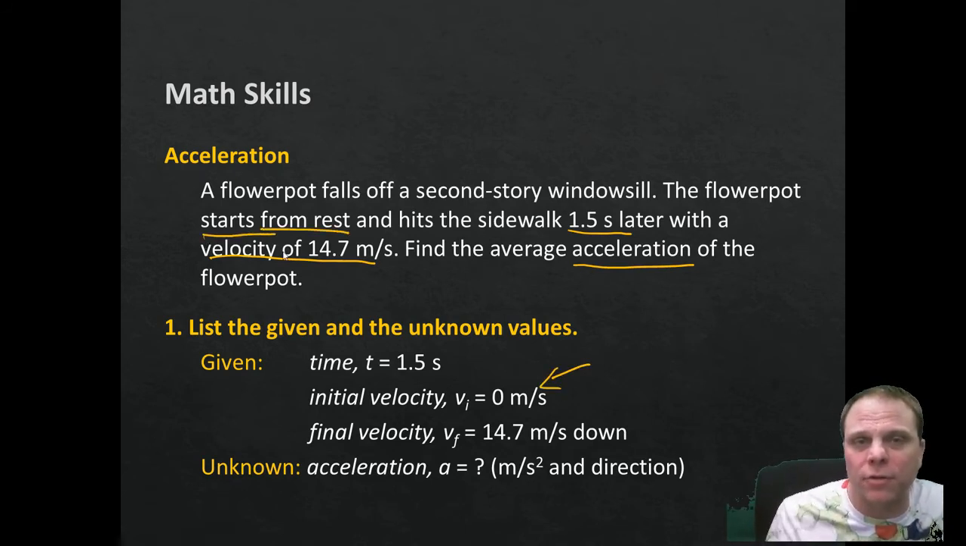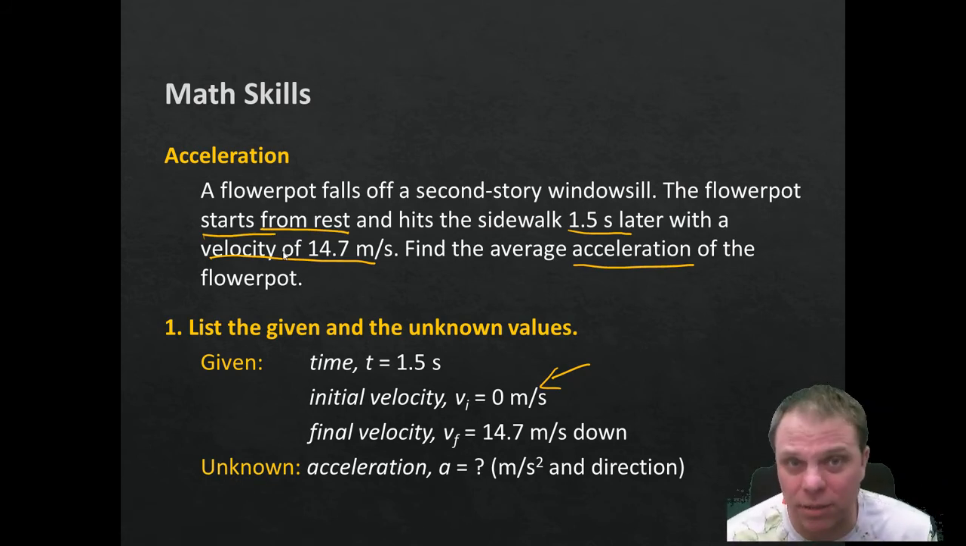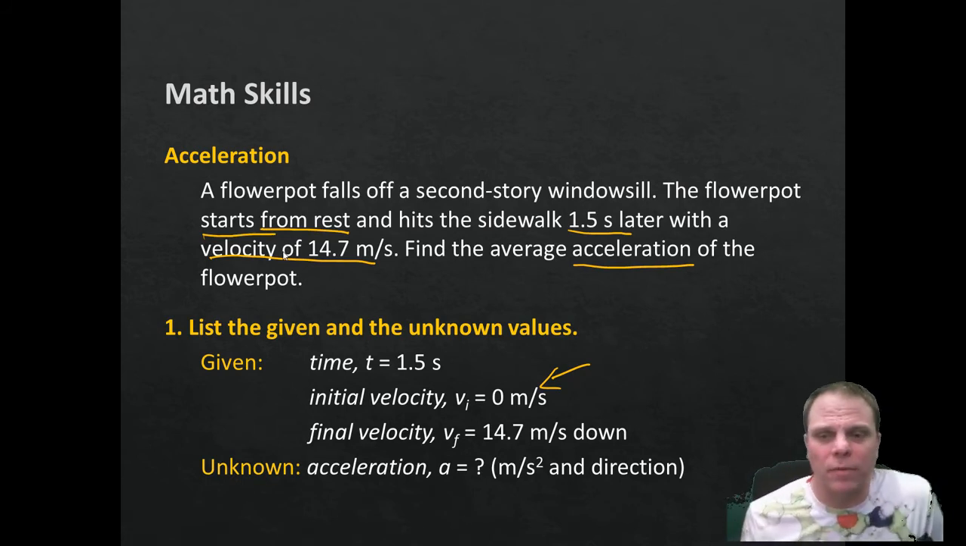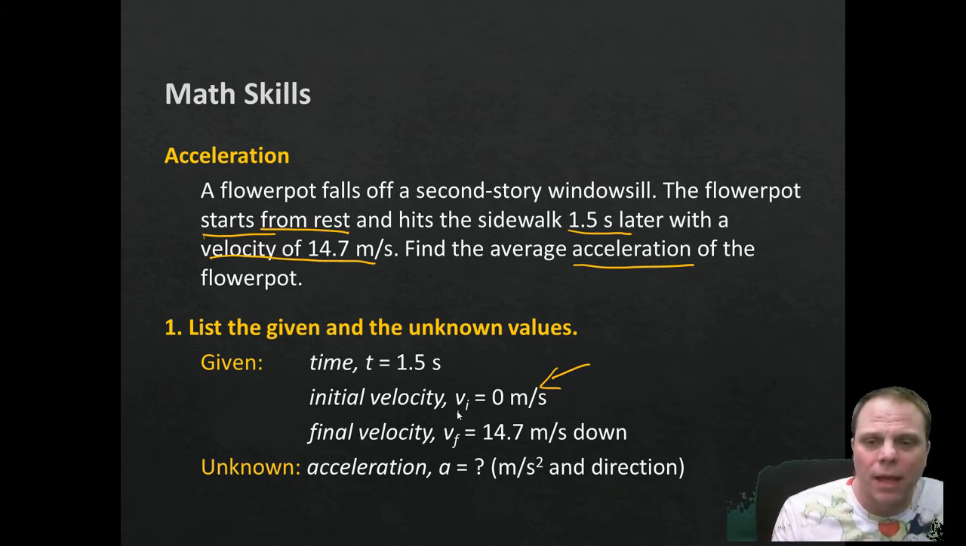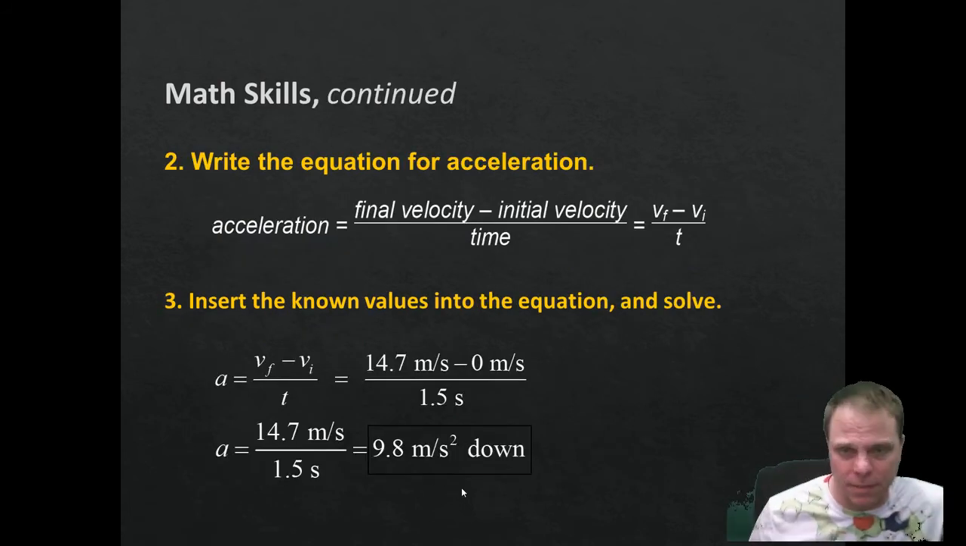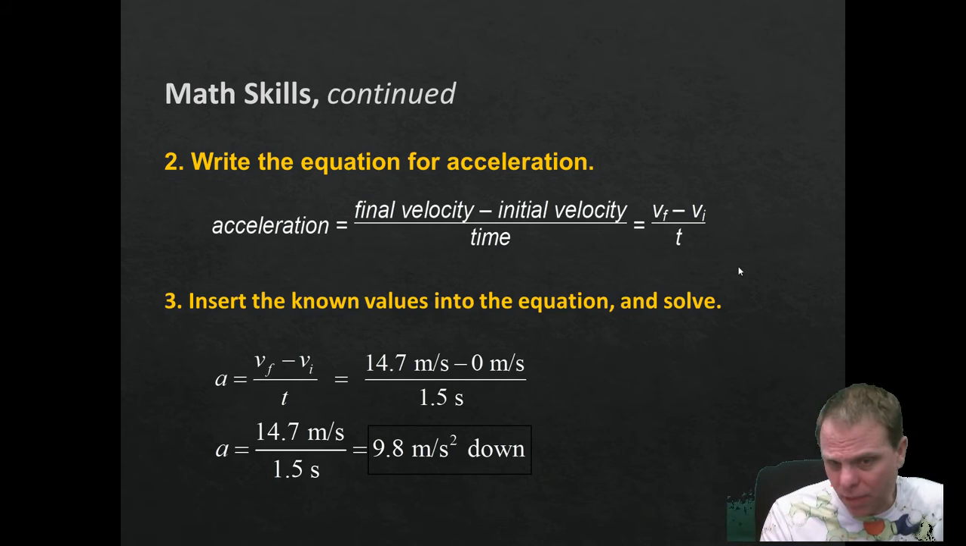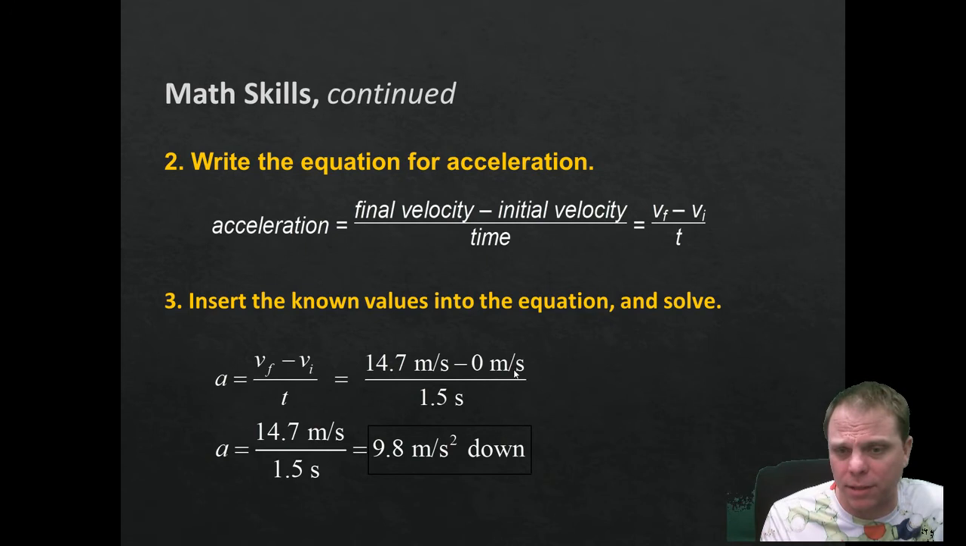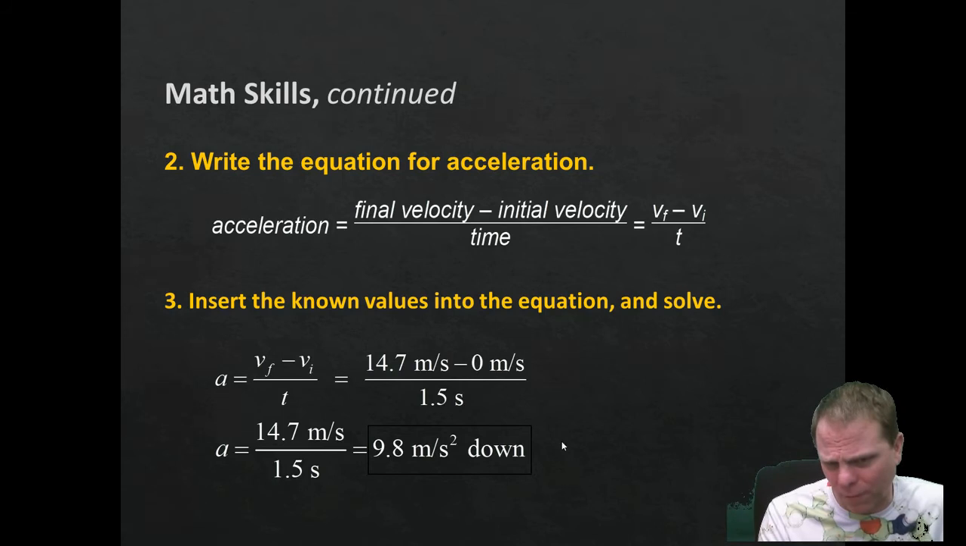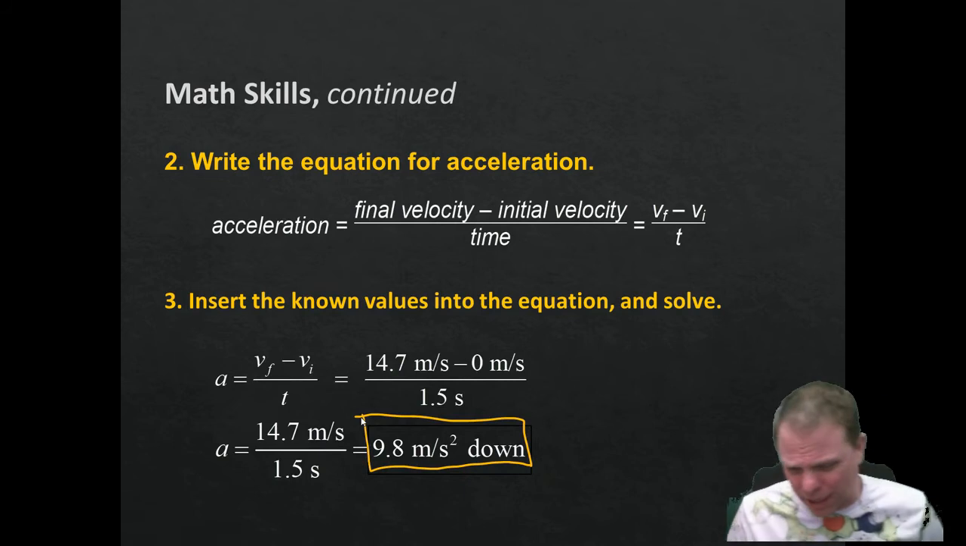So if you see that phrase, starts from rest, that means that it's starting at 0 velocity, right? 0 meters per second. And so we've got 0 meters per second as our VI, and our VF is 14.7 meters per second, and our T is 1.5 seconds. So now we just have to calculate acceleration. That sounds pretty easy. Our formula is VF minus VI divided by T. And so we take our 14.7 meters per second minus 0 meters per second divided by 1.5. So it's just 14.7 meters per second divided by 1.5 seconds. Yeah, I think you've seen this before. 9.8 meters per second squared.